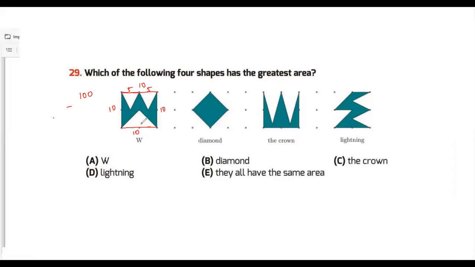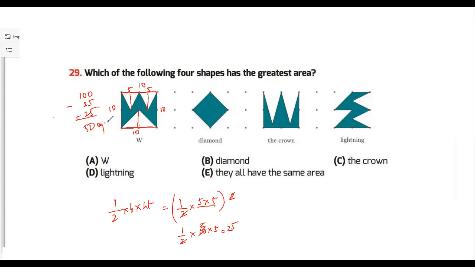So suppose this is 5 and this is 5. So area of a triangle is half times base into height, correct? So the base here becomes 5 and the height also becomes 5. So this becomes half into 5 into 5. But then since you have two of these, you can cancel this. So you get a 25 here, and this becomes the base and this becomes the height. So this will be half into 10 into 5, which again becomes 25. So the area of this is 50 square units.